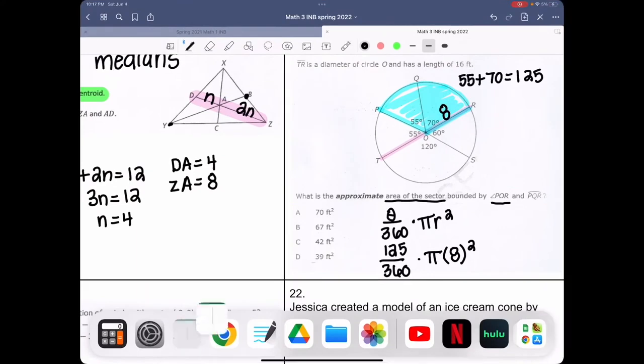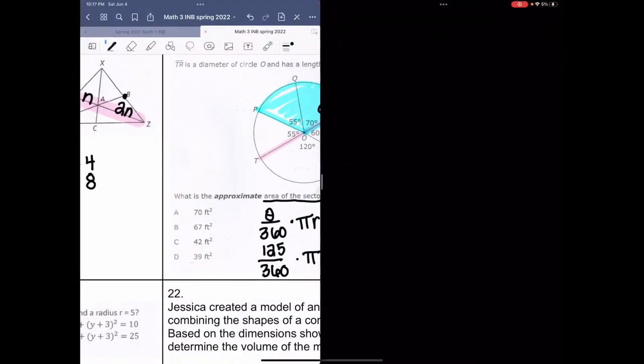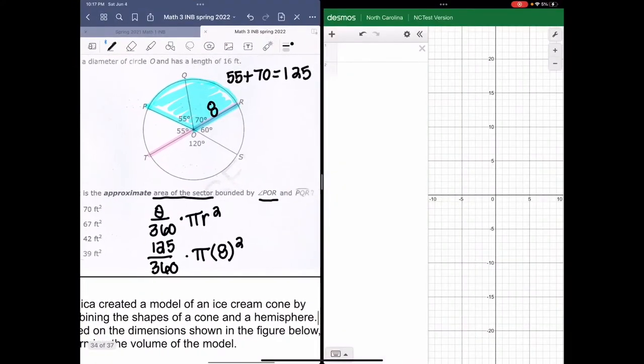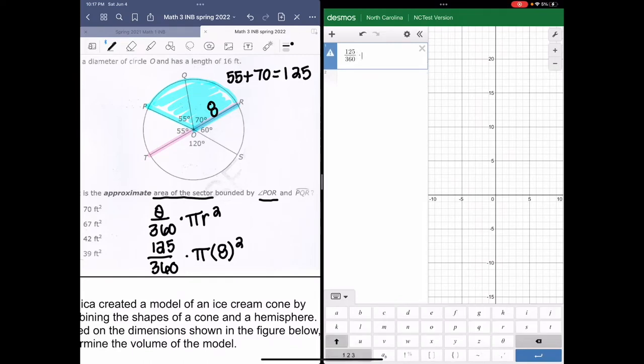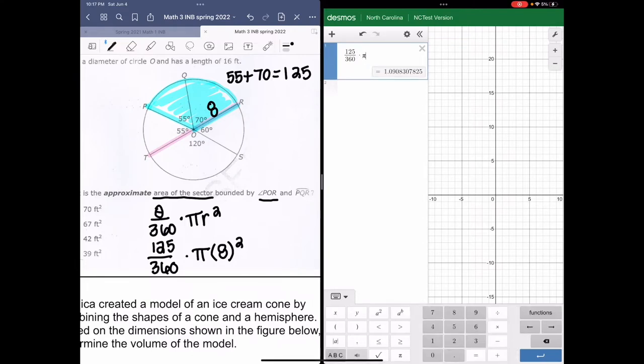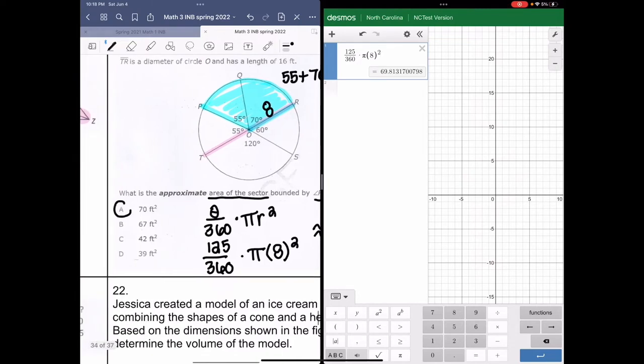All right, so let's pull in Desmos so we can put that in. So we have 125 divided by 360 times pi times 8 squared. And I got approximately 69.8. So 69.8 would round up to 70, making the correct answer A.